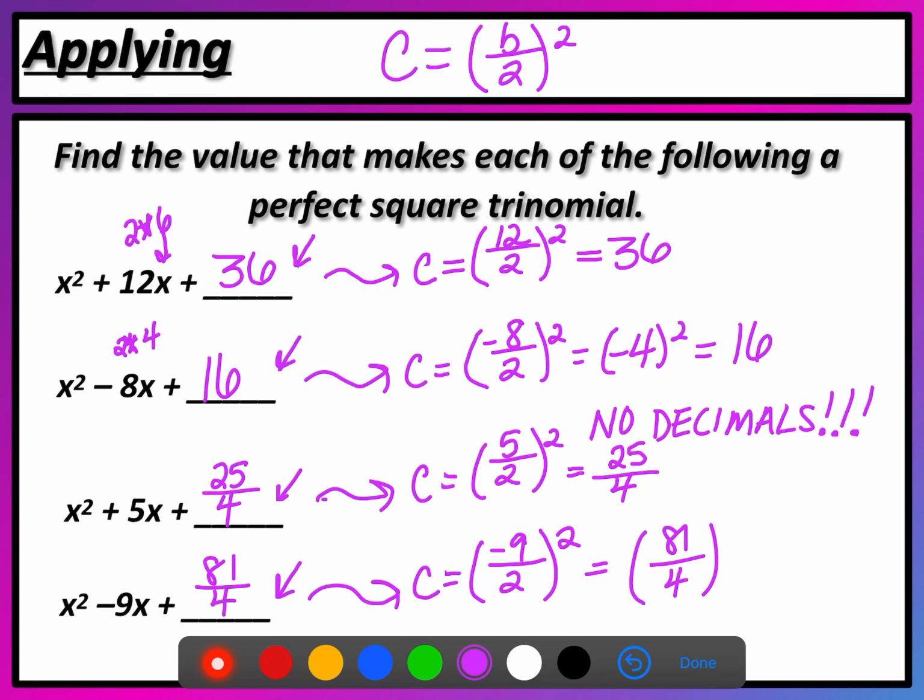Okay, so let's recap what we did here today. We learned square root property, where we square root both sides of the equation and solve. We learned how to identify a perfect square trinomial and to turn that into squared form. And now we've identified how to take any old equation and turn it into a perfect square trinomial by using this formula at the top, c equals b over 2 squared. Okay, so that is our foundation for completing the square.